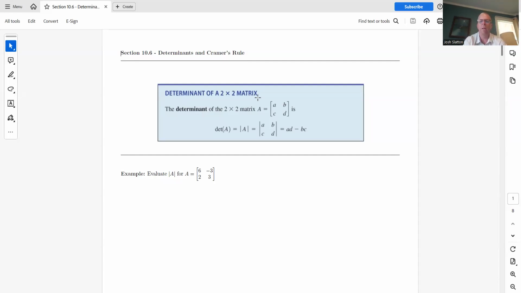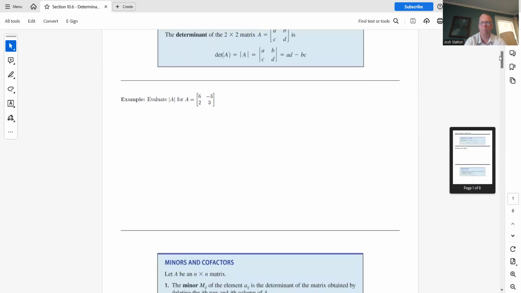The way we calculate the determinant for a 2 by 2 matrix is this formula, AD minus BC. It should look familiar because in the last section, when we found the inverse of a 2 by 2, part of the calculation was 1 over AD minus BC. So it's just 1 over the determinant of the 2 by 2 matrix. Very simple calculations.